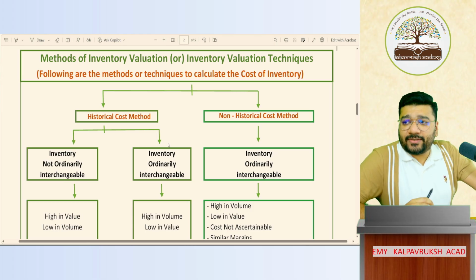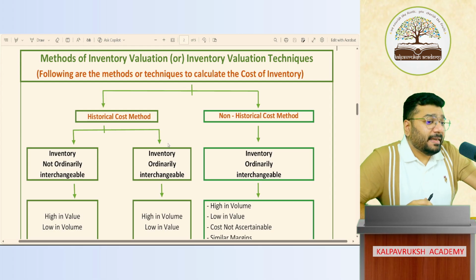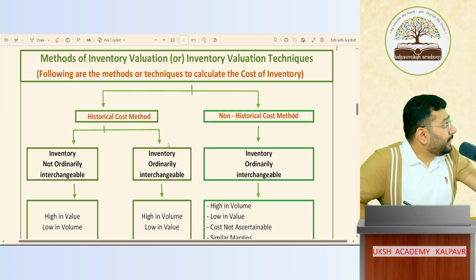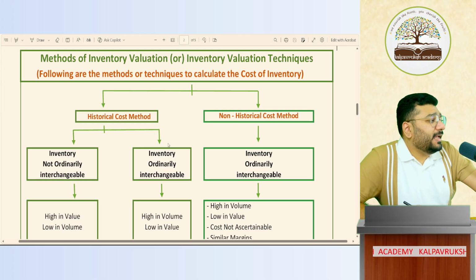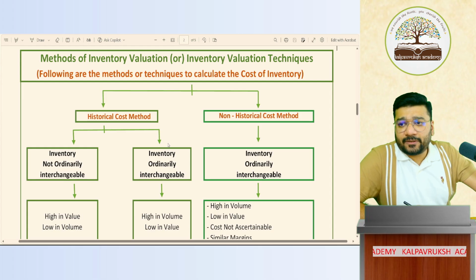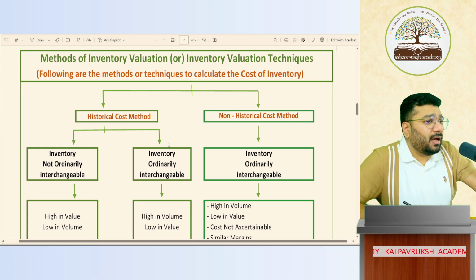Thank you so much. So, guys, we're doing this chapter called Inventories. In the last class, we commenced our discussion on the methods of inventory valuation, also called inventory valuation techniques. These methods are going to give us an idea of how we calculate the cost of inventory.